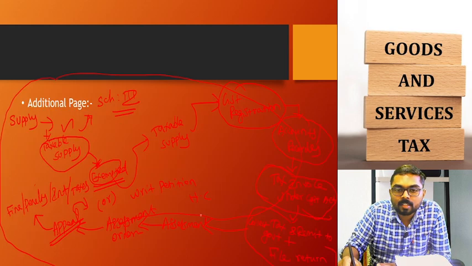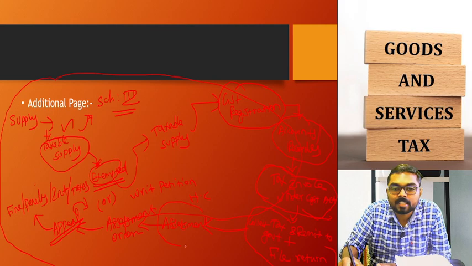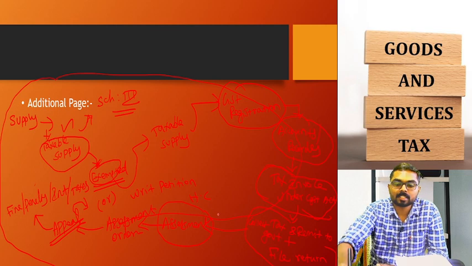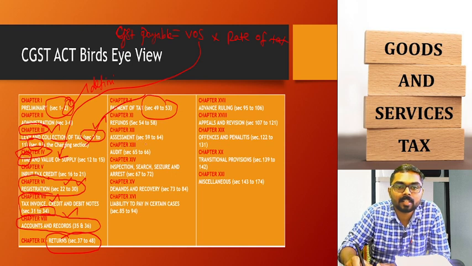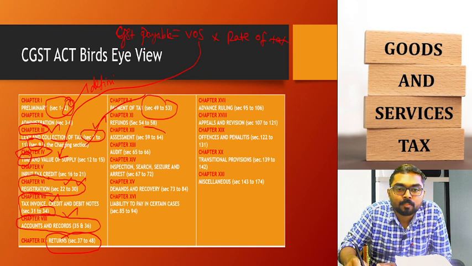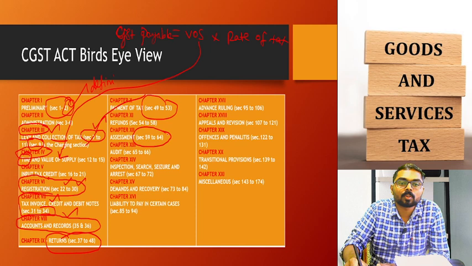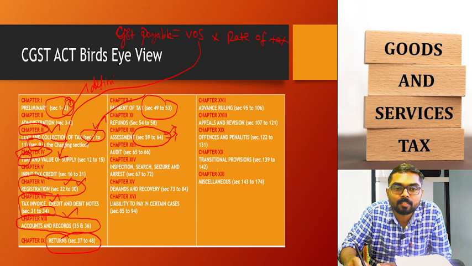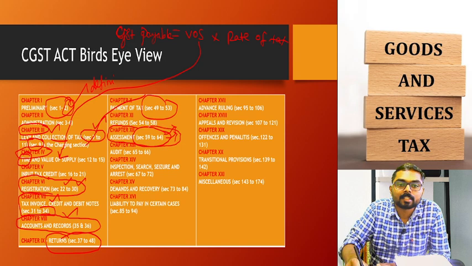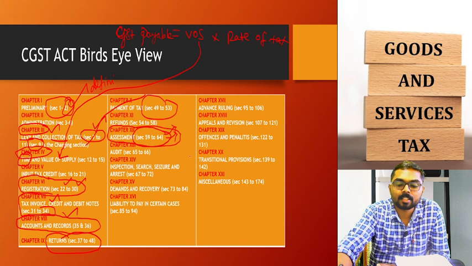After filing a return, the proper officer can take the returns for assessment. Assessment related things they have covered in section 59 to 64, that is self-assessment, best judgment assessment, everything related to assessment they have covered in this chapter, from section 59 to 64.